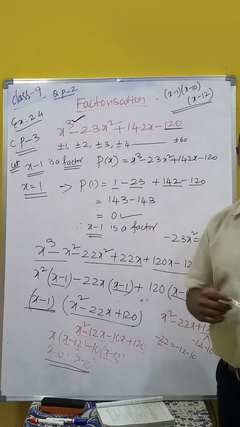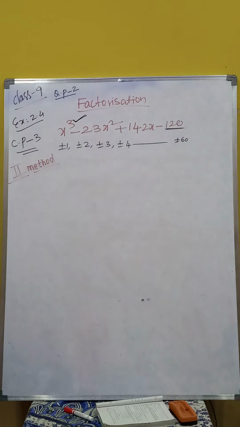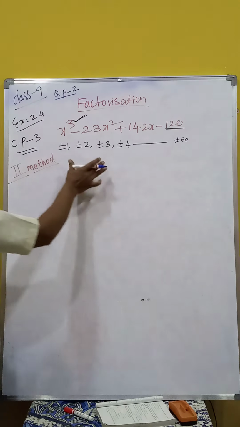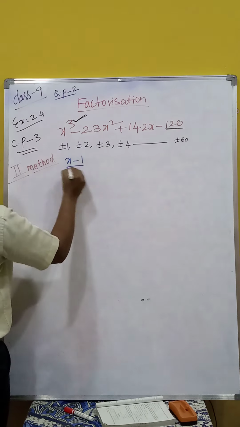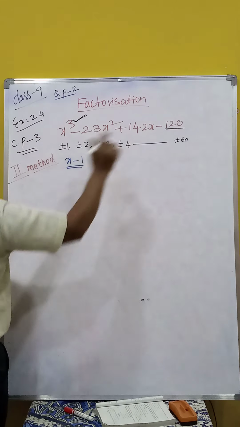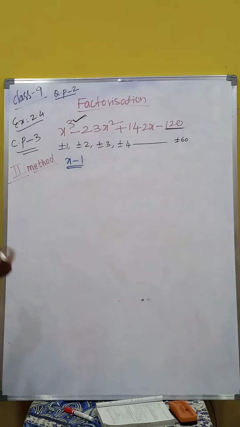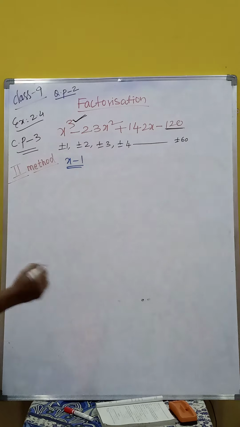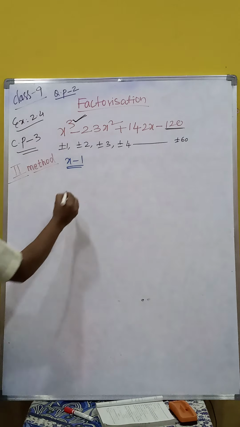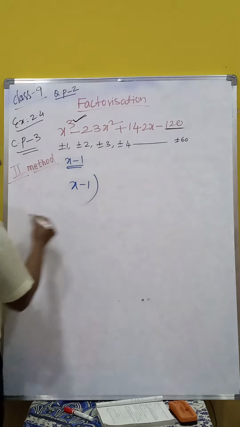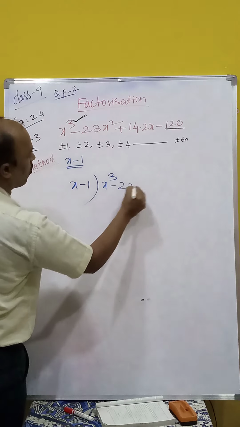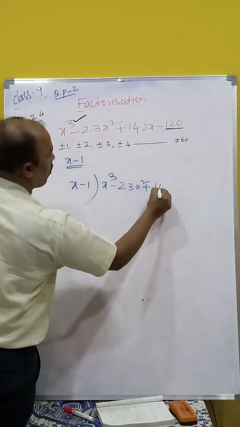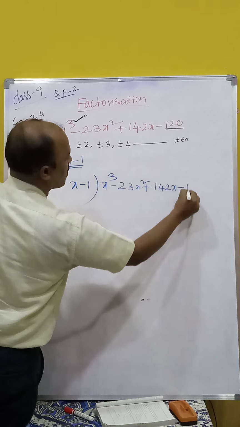Now we will go for the second method also. In the second method, we already know the factors of minus 120. Just now we got x minus 1 as a factor. That means if you apply x is equal to 1, you get the total 0. Now we will solve using the division method. First we have to find the quotient, then split the quotient. First, x minus 1 is a factor. We know the given polynomial is x cube minus 23x square plus 142x minus 120.